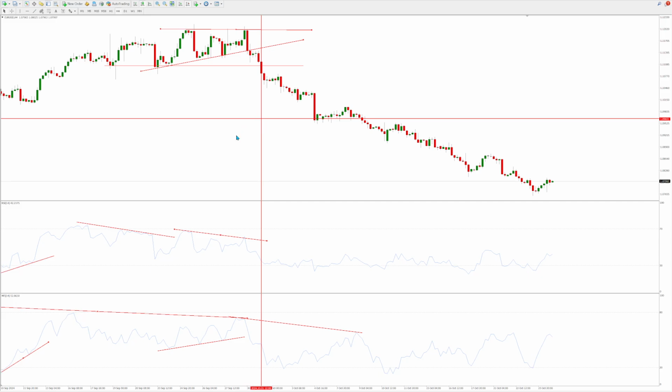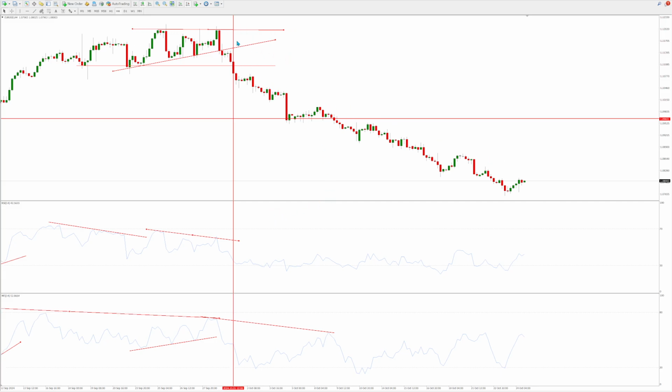Yeah, as I said, I wouldn't use them for timing entries, just because if you're looking at this downtrend, you want to sell into this when the RSI is overbought, it's not going to be overbought. Look, it doesn't once come into this overbought zone. However, if I just remove that, there were ample opportunities to get in on this trade.